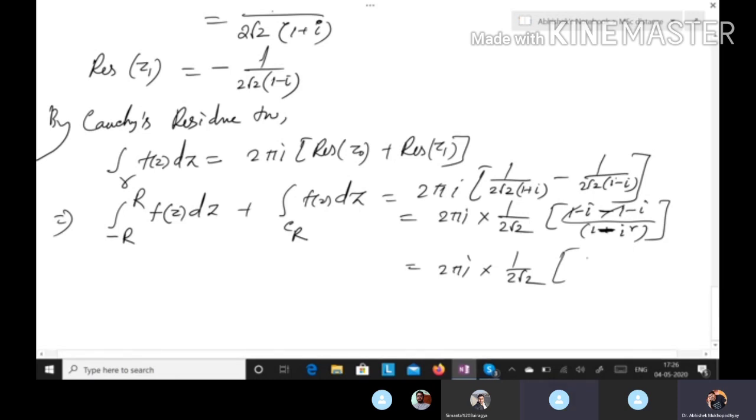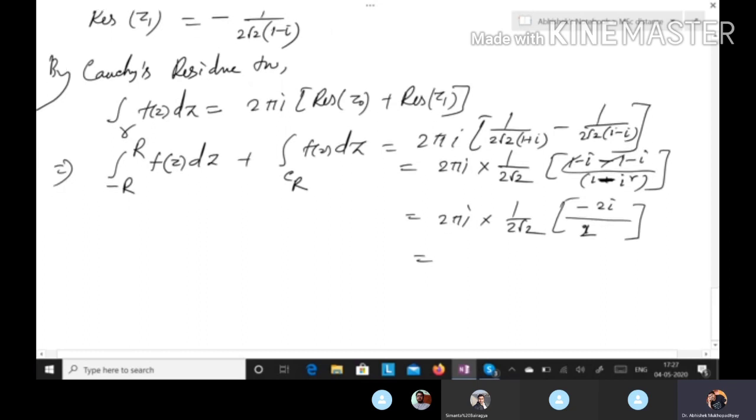Sir, that seems like it will be pi by root 2 after calculation. I am seeing minus 2i by 2. So what is this? I square will be minus 1, so minus 1 will be plus 1, 2 cancelled, so it is 2 pi by 2 root 2, that is pi by root 2, right? So it is pi by root 2.